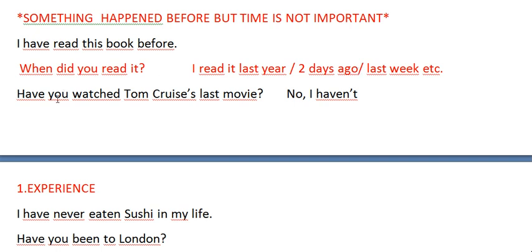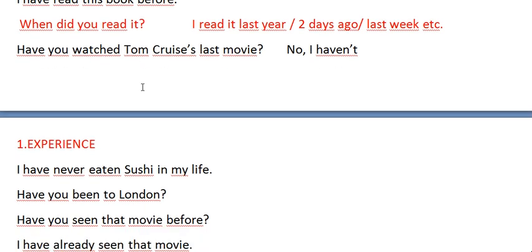Another example. Have you watched Tom Cruise's last movie? Here, we're focusing on whether you watched that Tom Cruise movie, not the time, when we watched that movie. So the important thing is if you watched Tom Cruise's last movie. So I haven't.